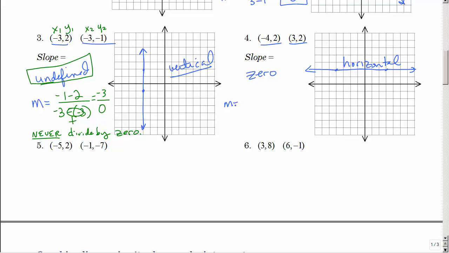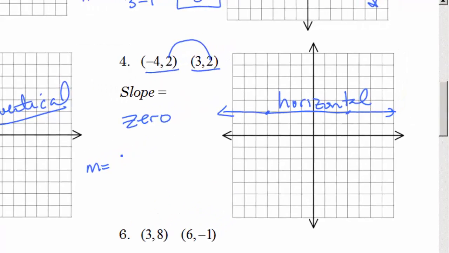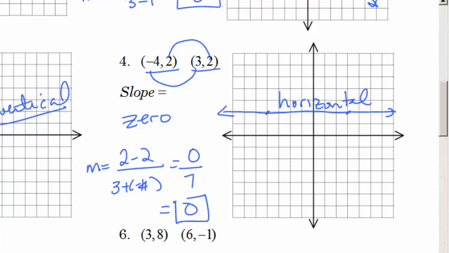And again, if I wanted to check out my formula, I would have 2 minus 2 over 3 minus a negative 4. So that would be 0 over 7, which is 0.